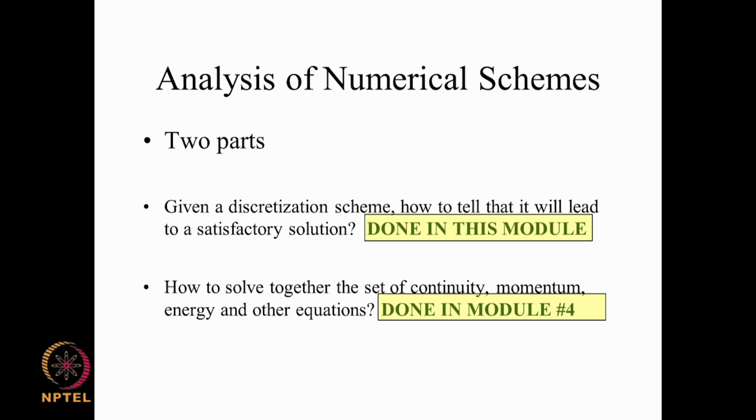As far as this part B of the module is concerned, we are going to look at one equation, like the scalar transport equation, and in fact the elements of those equations, to come up with the methodology for analyzing a given discretization scheme and telling a priori whether it is going to give us a reasonably satisfactory solution. That is what we are going to do in part B of this basic concepts of CFD.